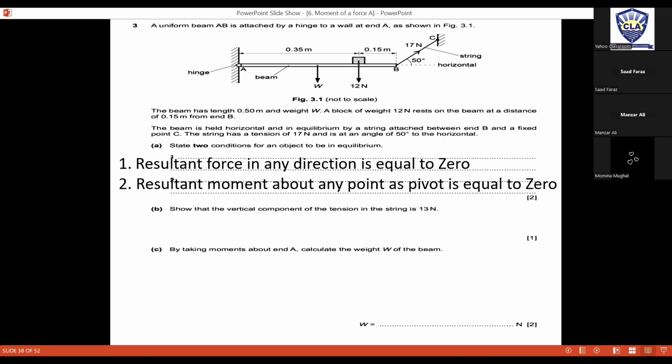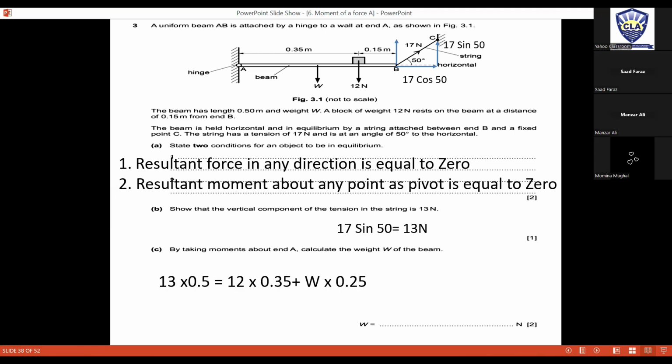Vertical component of tension 17 sine 50 comes out to be 13 in this case. So taking moment about A, we have to find the value of W. W is at the midpoint. Total distance is 0.35 plus 0.15. 12 newtons is at 0.35, whereas 17 sine 50 is at 0.5 meters, 0.35 plus 0.15. W will be at the midpoint, so it is at 0.25. Simplify, and you get the value of W.